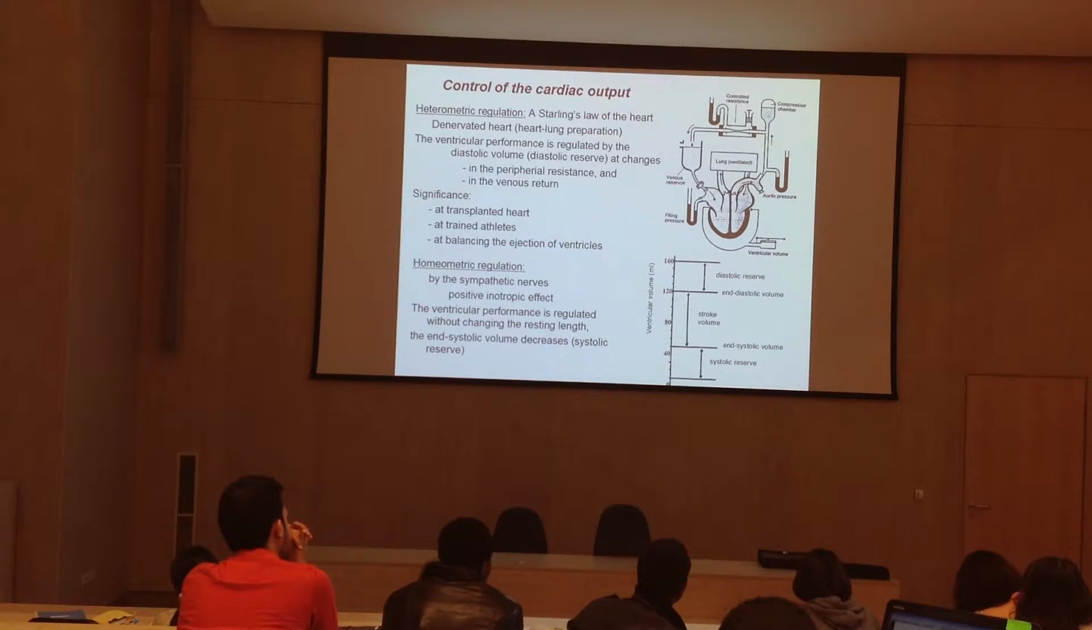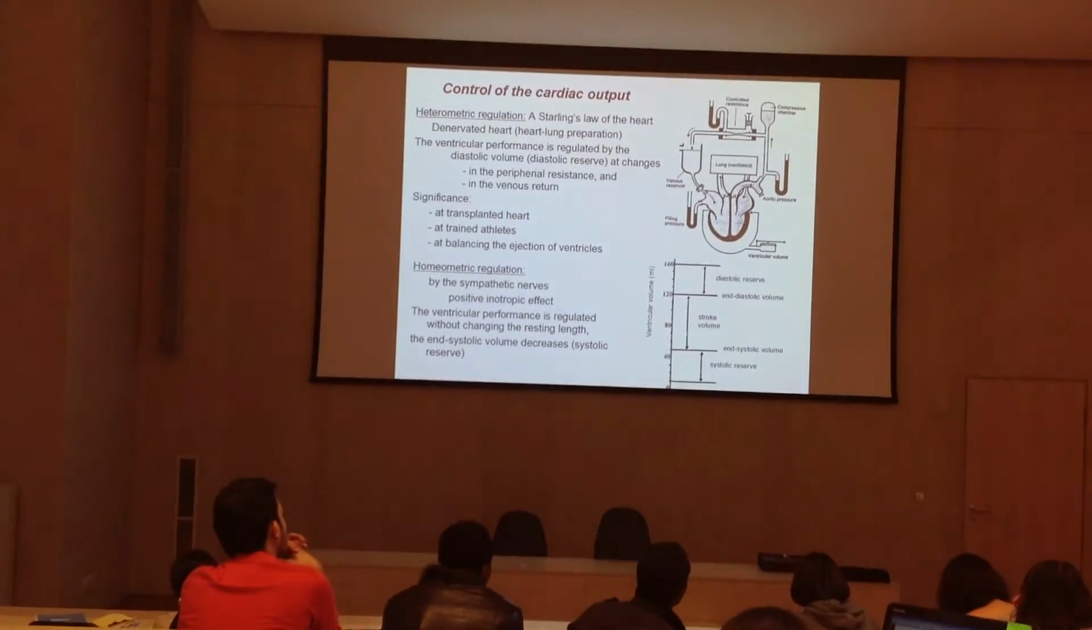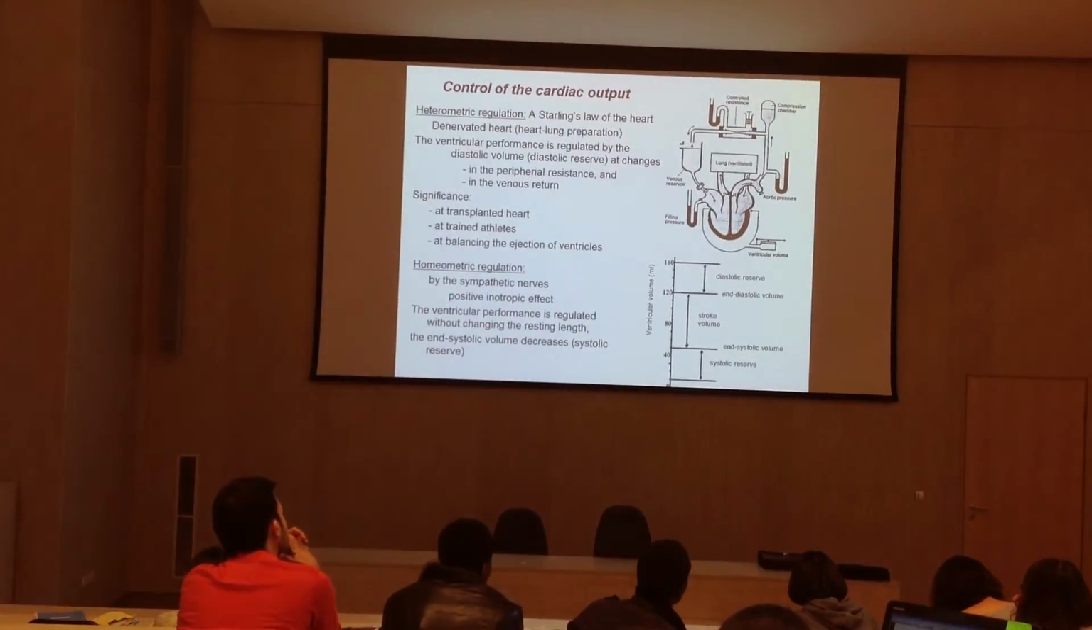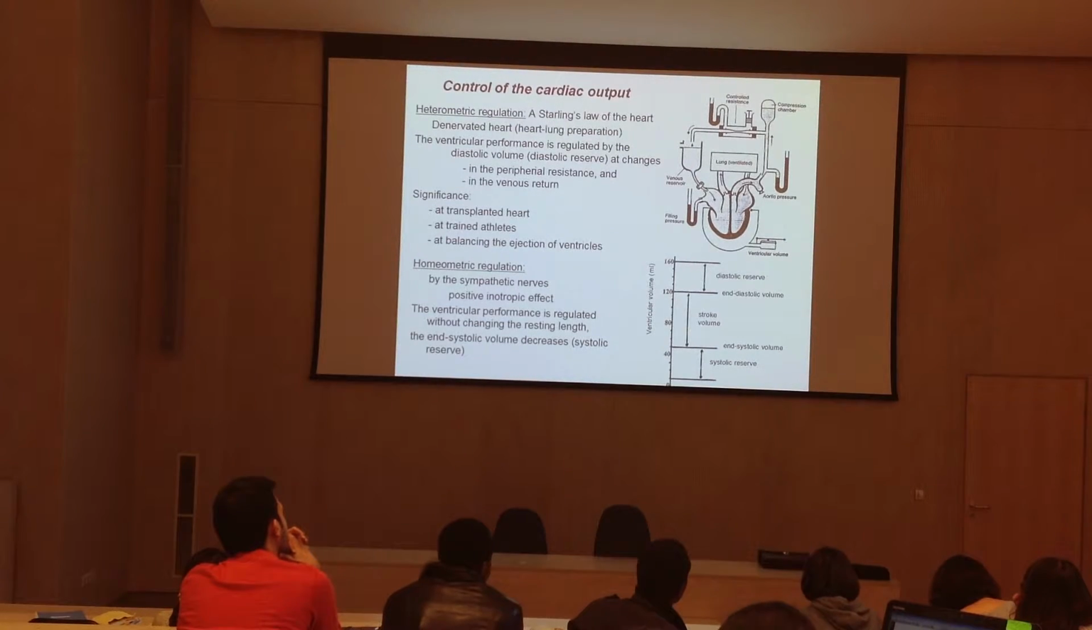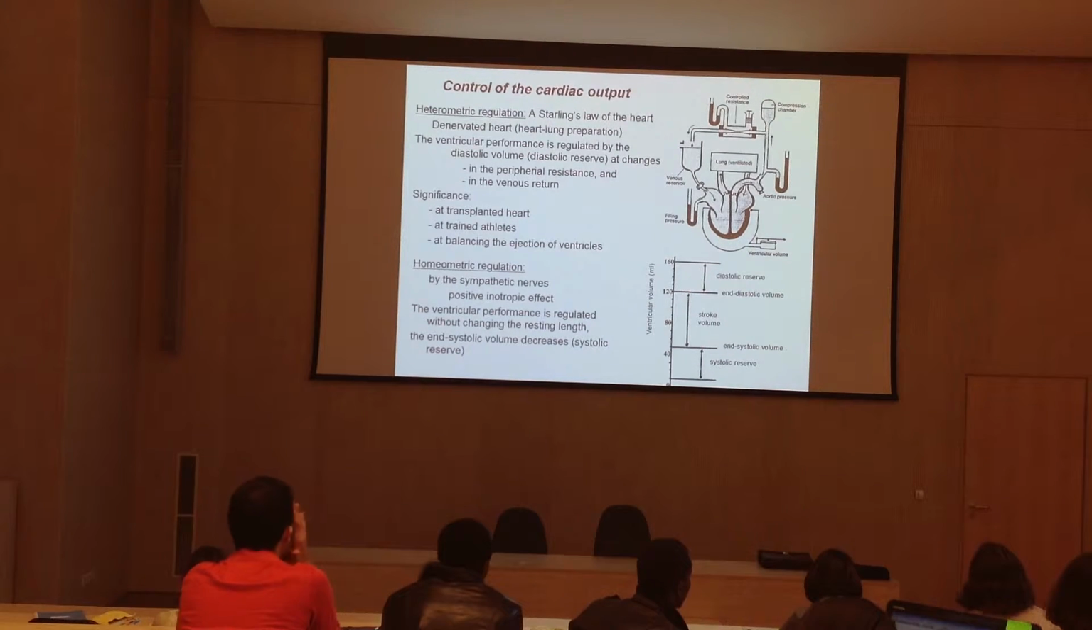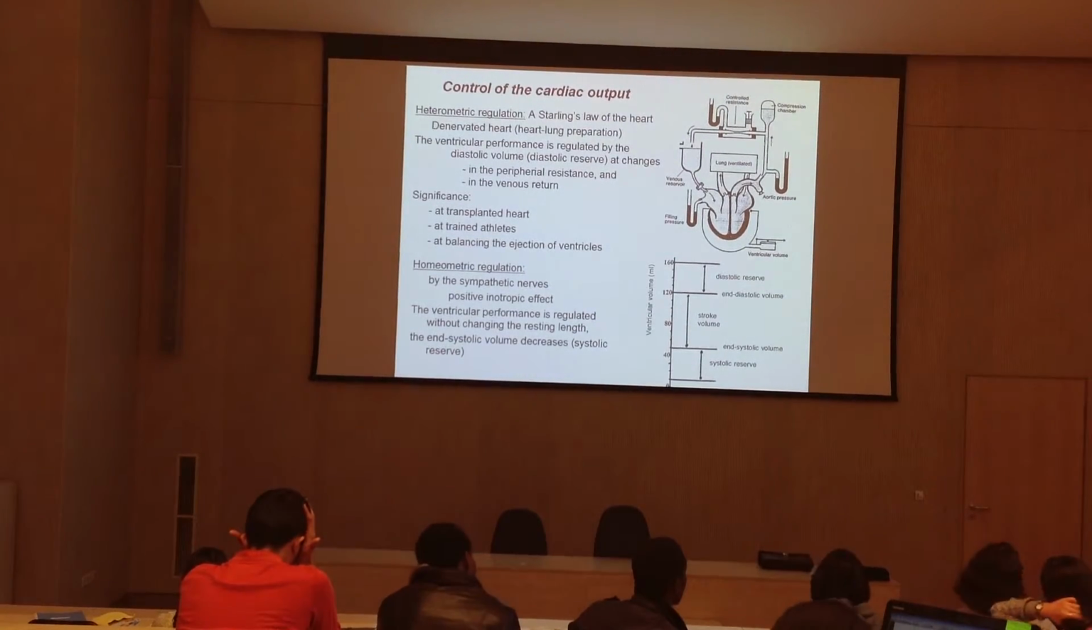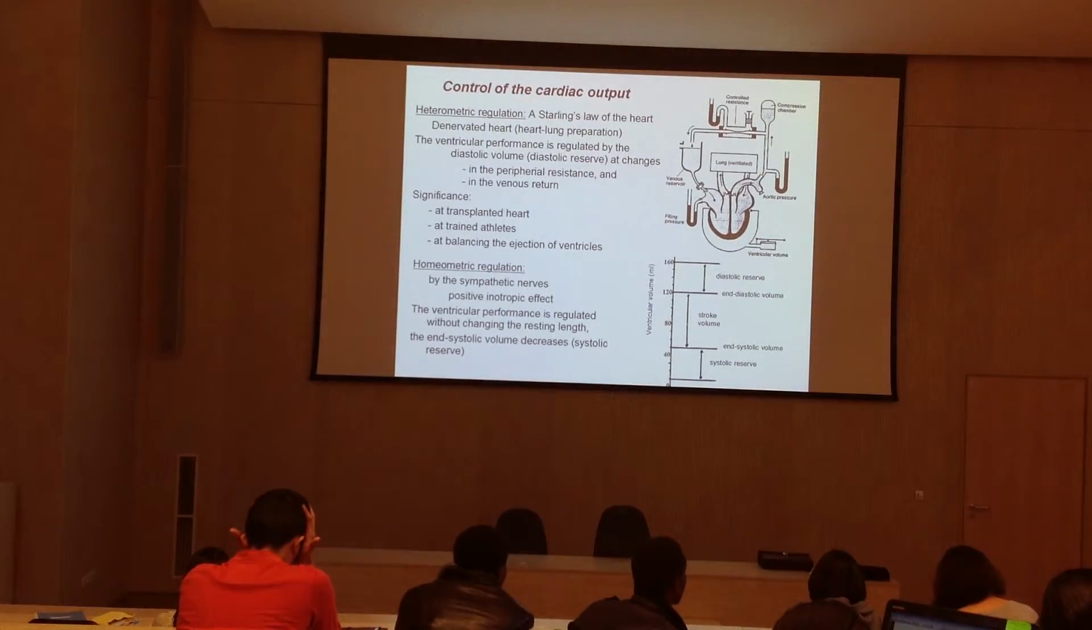The nervous system cannot be restored. Therefore, the transplanted heart basically is a denervated heart. And it's very interesting that these people having a transplanted heart can work, can do physical exercise, can increase the cardiac output. How? The heart rate cannot change, but the stroke volume can increase.